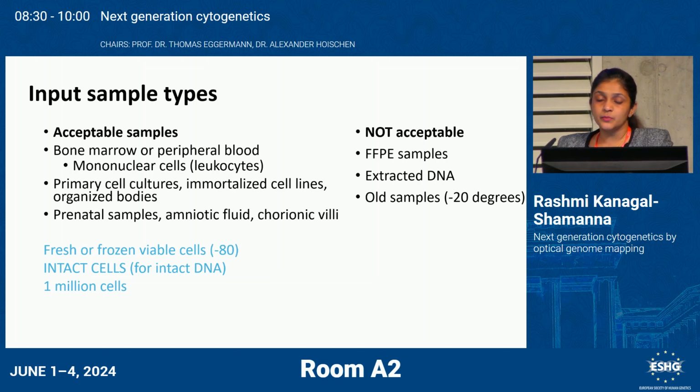The unacceptable samples, of course, are FFPE samples, because of the excessive DNA fragmentation; they cannot be used for OGM. DNA that has been extracted for routine sequencing technologies cannot be used. These are too short. And sometimes, if the cells are preserved for over a couple of weeks at -20, this is unacceptable as well.